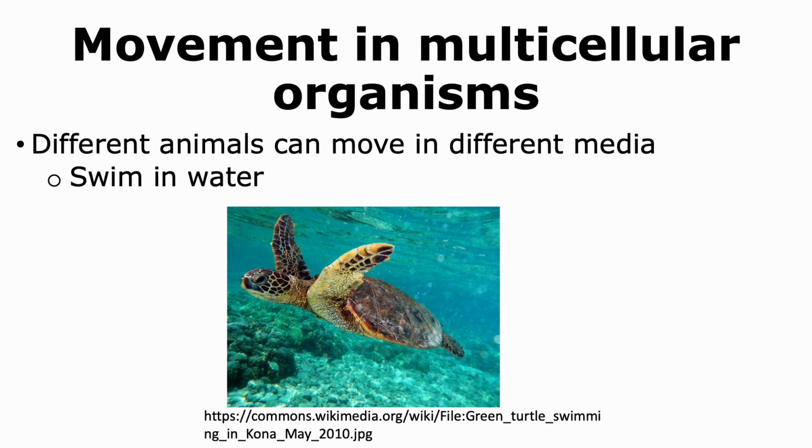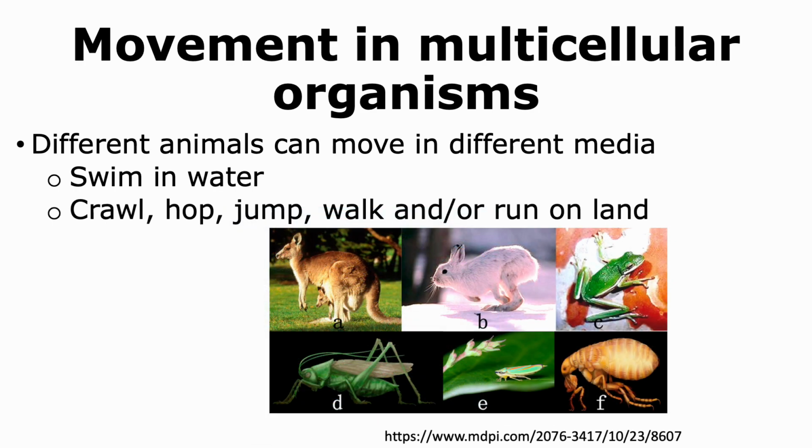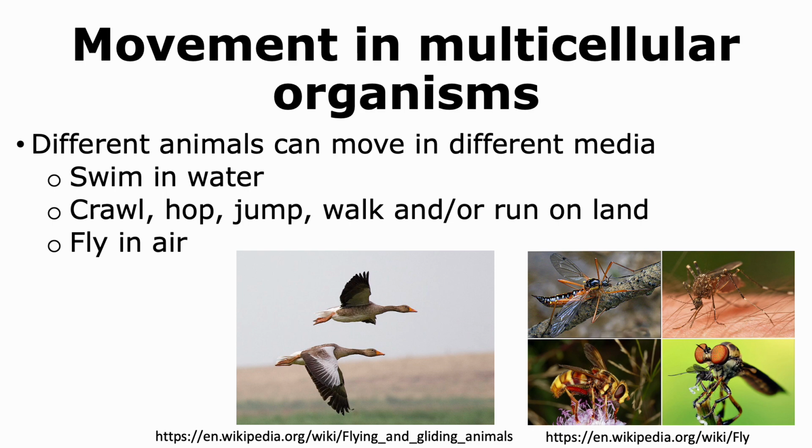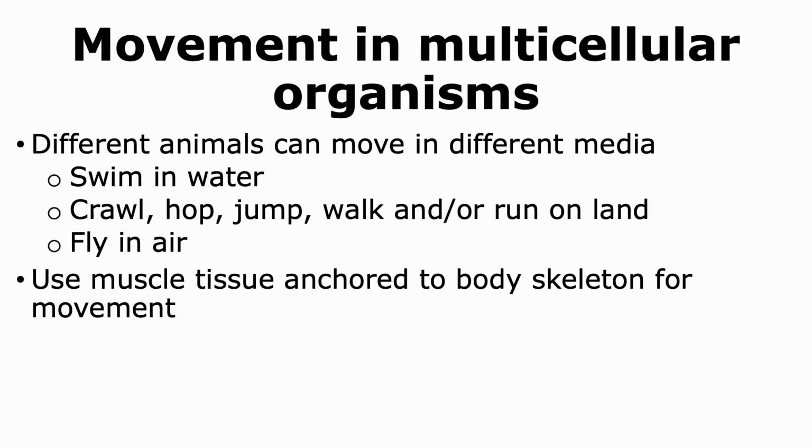Different animals can move in different types of media. For example, there are animals that can swim in water. There are other types of animals that can show a variety of movements on land, like they can crawl or hop or walk or run or even jump on land. And we can see different animals that can also fly in the air. In each of these scenarios, this movement requires muscle tissue that is anchored to the body skeleton.